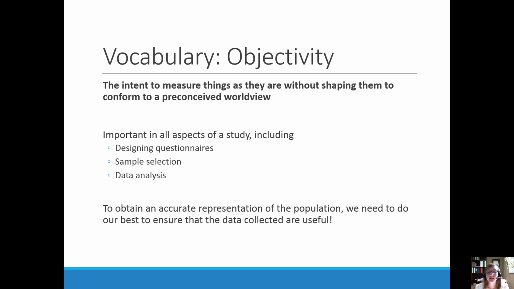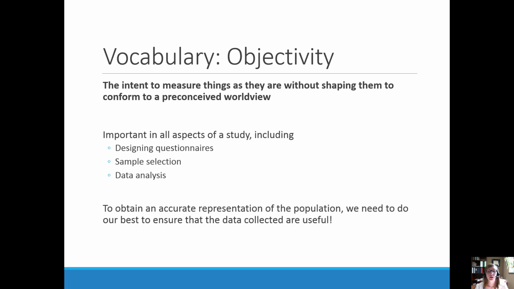Objectivity is defined as the intent to measure things as they are without shaping them to conform to a preconceived worldview. Objectivity is important in all aspects of a study, including designing questionnaires, sample selection, and data analysis.